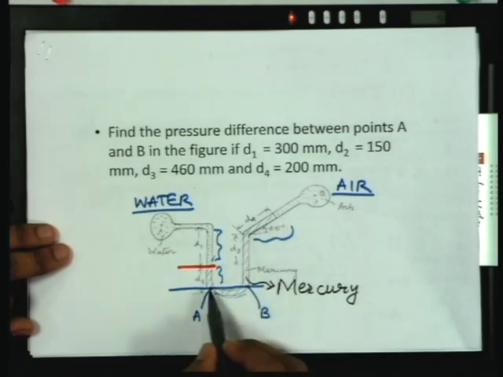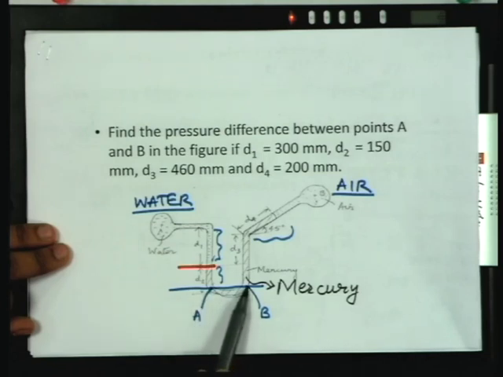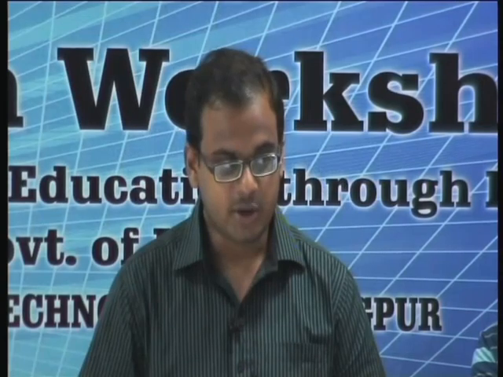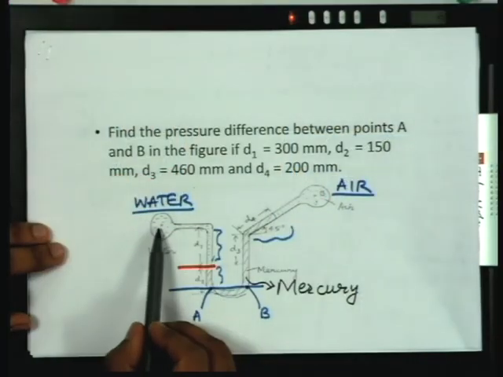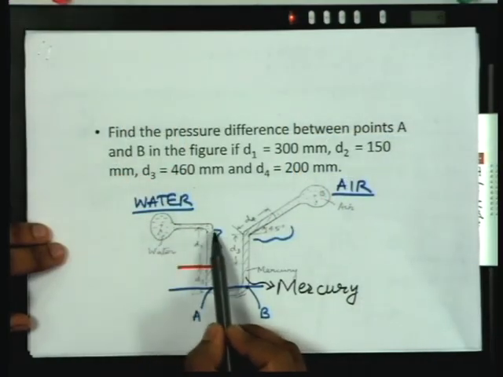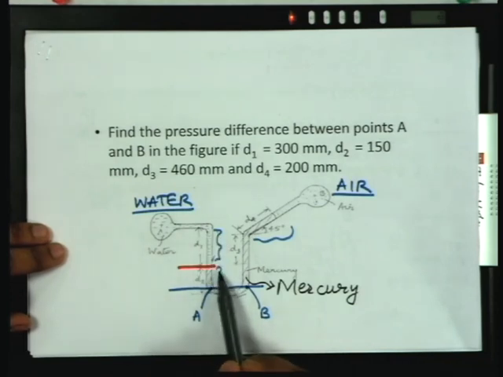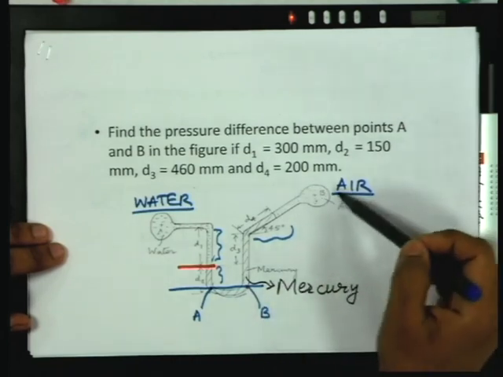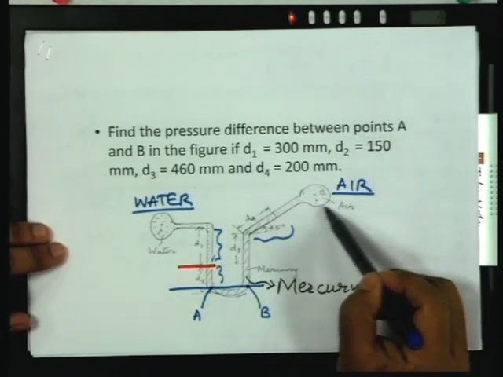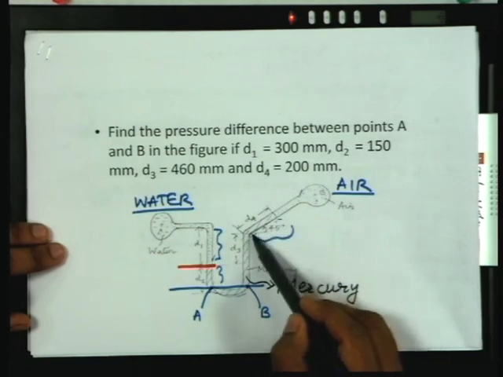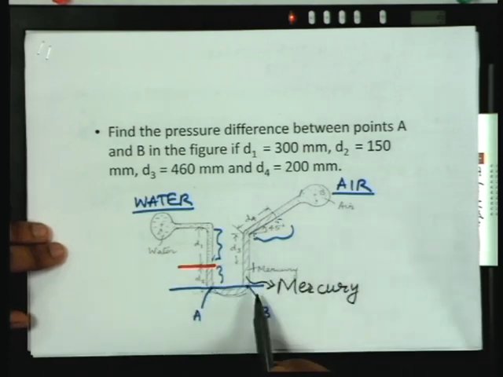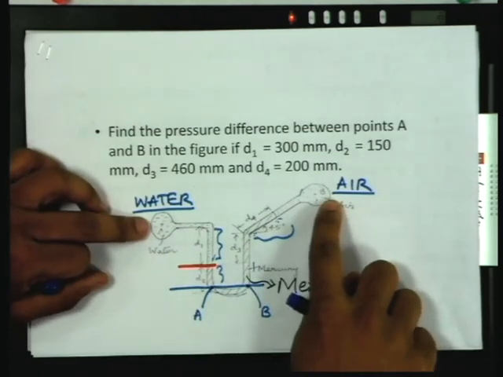So, the concept is that the points A and B have to be at the same pressure to be at static equilibrium. The pressure at point A is due to the pressure in the bulb plus the pressure of the water column plus the pressure of the mercury column. The pressure at point B is due to the pressure at the bulb B plus the mercury column which is inclined plus the mercury column in this section. So, if you equate these two, you will be able to find out the difference between the two bulbs.